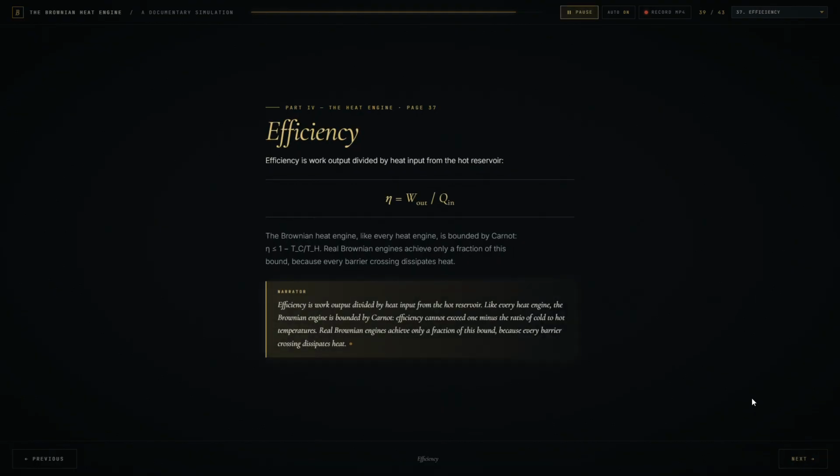Efficiency is work output divided by heat input from the hot reservoir. Like every heat engine, the Brownian engine is bounded by Carnot. Efficiency cannot exceed 1 minus the ratio of cold to hot temperatures. Real Brownian engines achieve only a fraction of this bound, because every barrier crossing dissipates heat.